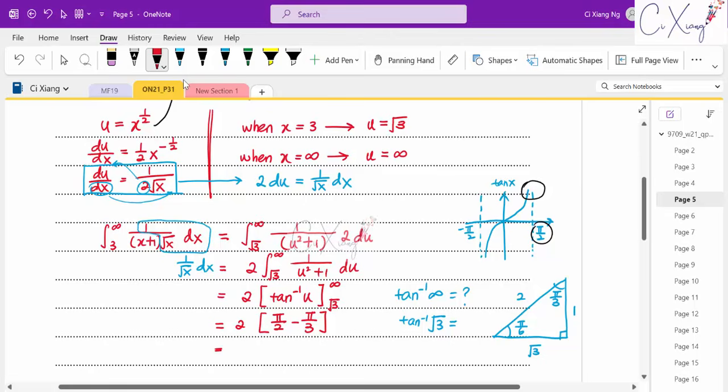All right, and after that, you try to simplify the whole expression here. 1 over 2 minus 1 over 3, you should have 1 over 6 if I'm not mistaken, then multiply with 2. Eventually, your final answer should be equal to pi over 3. Okay, so this is how we carry out the integration by using the substitution technique.